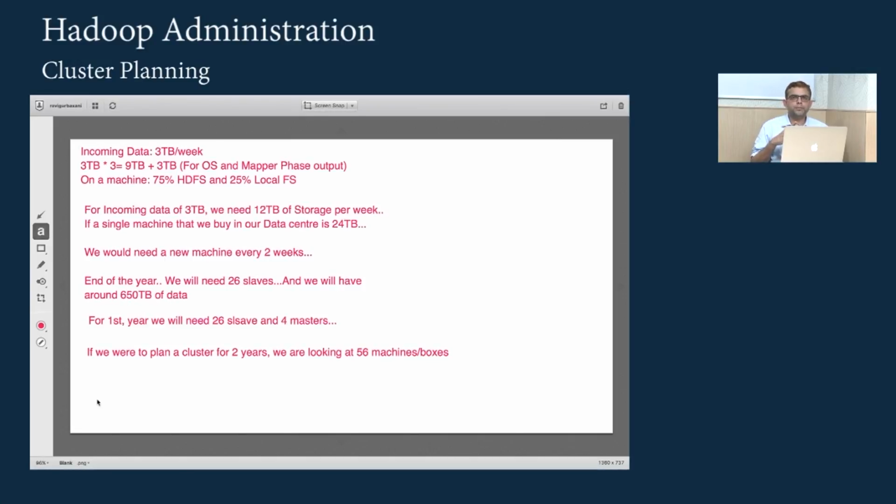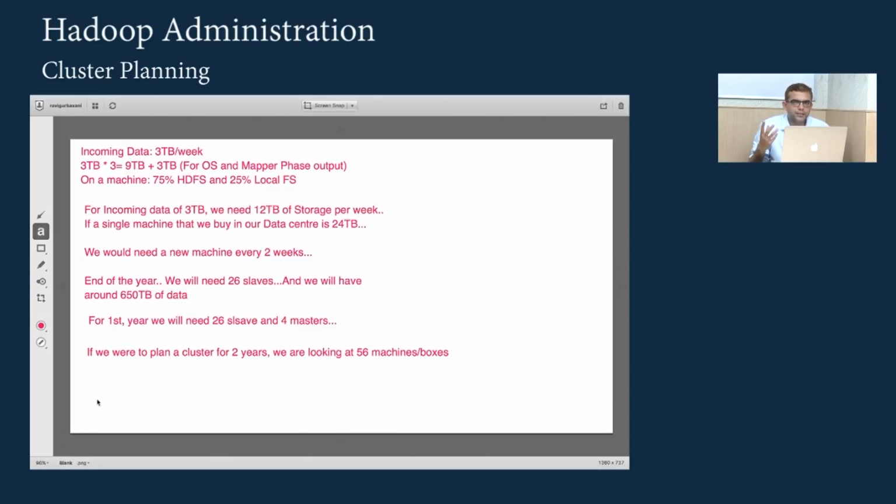So the first and the important thing to anticipate or be aware of is the amount of incoming data that you are getting per week. Whatever you are getting per week, multiply that by 4. 3 is replication and 1 portion of it is operating system. Incoming data multiplied by 4 is your per week storage capacity required.